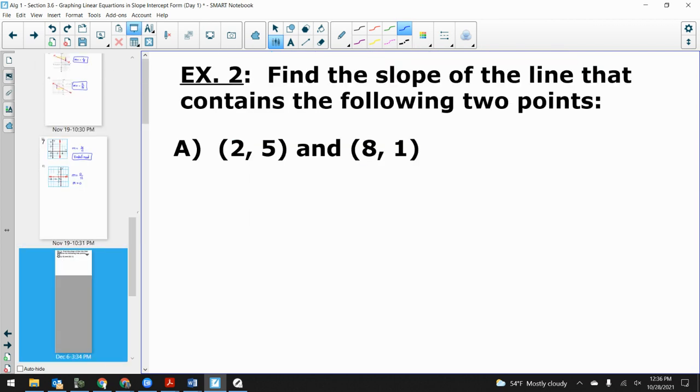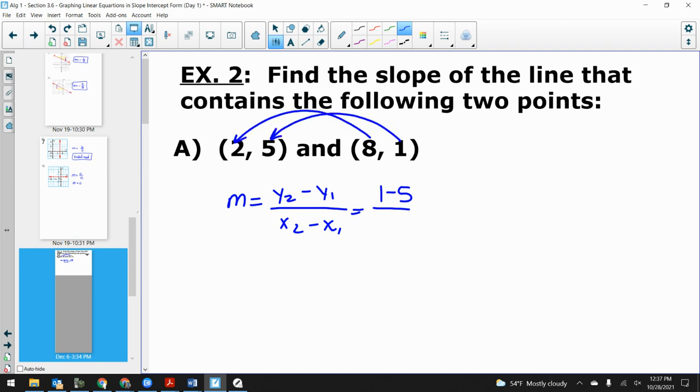Okay, let's take a look at the slope formula. Now the slope formula, we looked at on the very first slide. The slope formula is y2 minus y1 over x2 minus x1. What's that mean? I'm going to take the second coordinate, and then subtract away the first. 1 minus 5 over 8 minus 2.